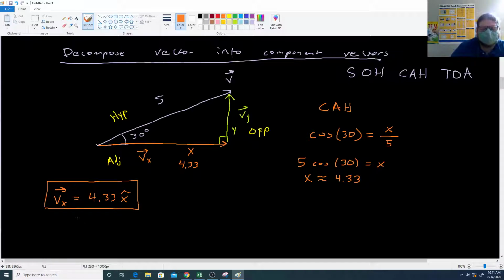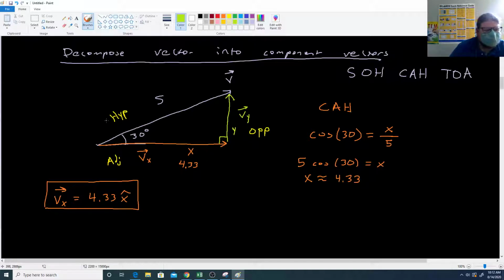A lot of times in engineering or physics, we're working with just the lengths of these things, so we don't necessarily always write it like this. Sometimes once we know that length is 4.33, we can just go directly to an equation and get the information we want from that.